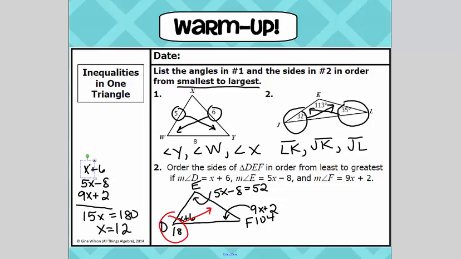D. I know the side across from that would be EF. The next smallest angle is E. The side across from that is DF. Then the last side is DE.